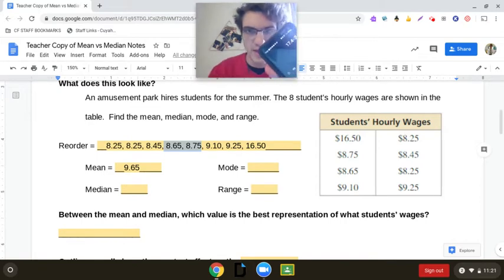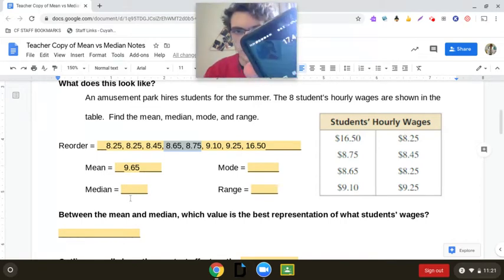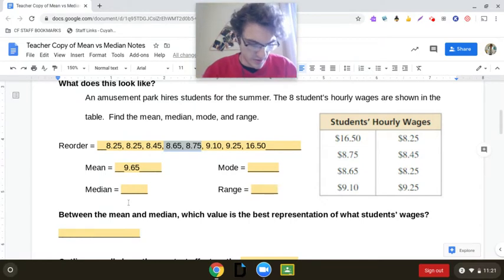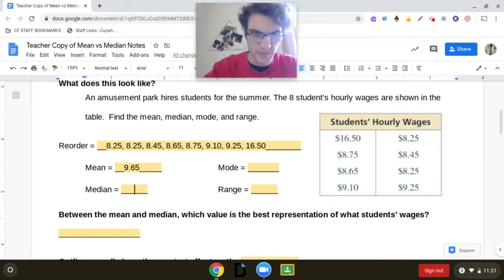But when we add those up and divide by 2, man, should I even be doing this? I'm going to put a question in the Edpuzzle. Should I waste my time putting my phone up to the small little camera? Either way, you end up with a median of 8.7, or $8.70. All right. Then we have the mode.